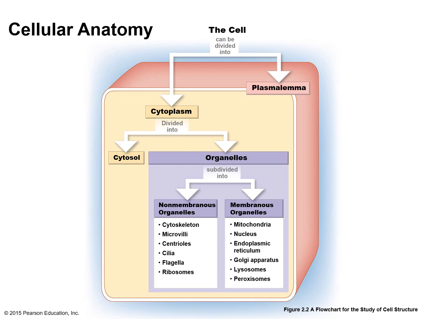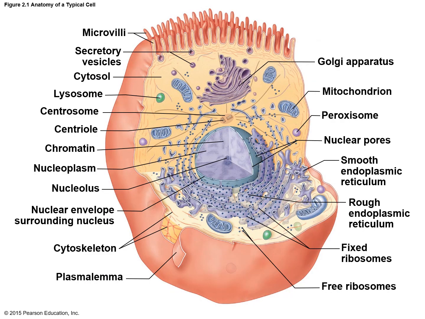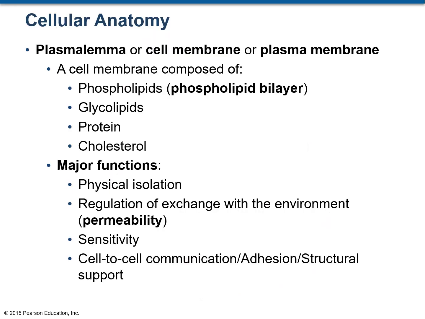The organelles are further subdivided into membranous and non-membranous organelles. Membranous organelles are those that have a membrane covering around them, while the non-membranous organelles do not have a membrane around them. Examples of membranous organelles can be the nucleus, mitochondria, the Golgi apparatus, while non-membranous organelle examples would be ribosomes, the microvilli, cytoskeleton, etc. This figure shows the anatomy of a typical cell, and we are going to learn about all of these structures or organelles one by one in the subsequent slides.